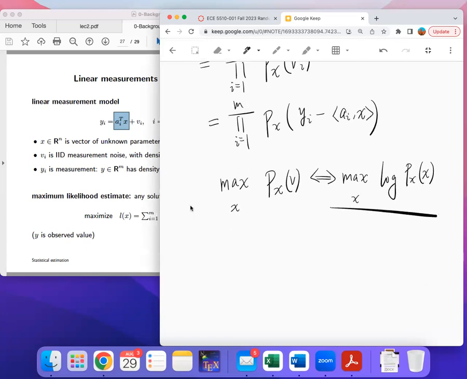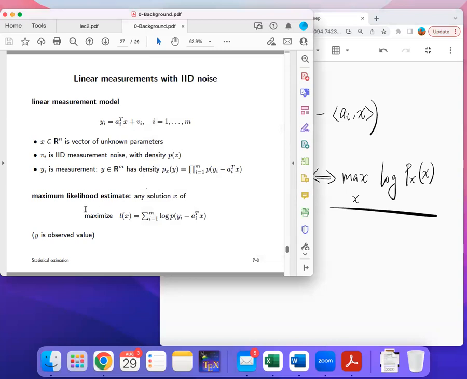After taking log, the product becomes a summation. So in the end, we end up with this maximum likelihood estimate. We want to maximize over x such a maximum likelihood objective function. After you take the log, it becomes the sum of the log of each probability.